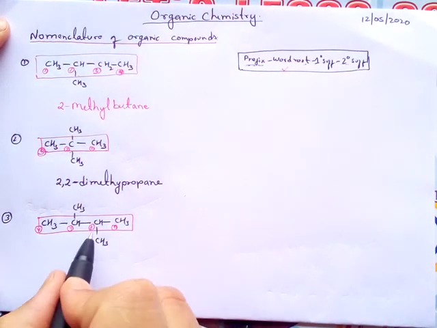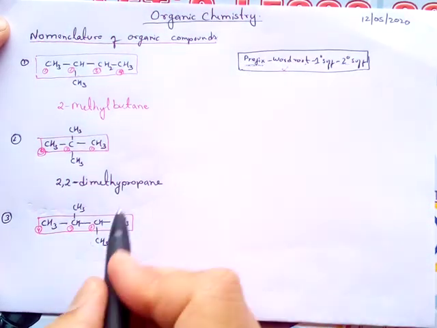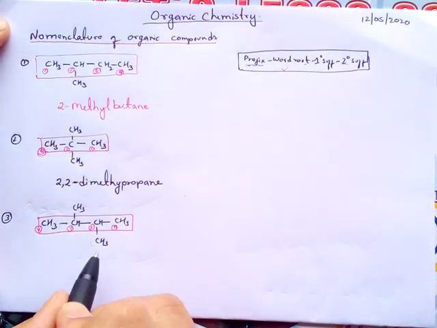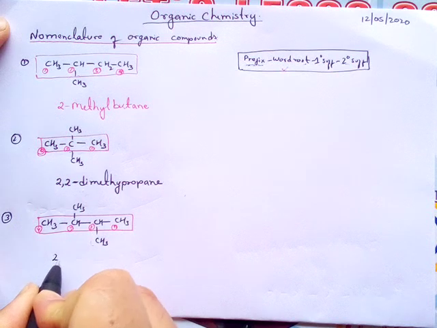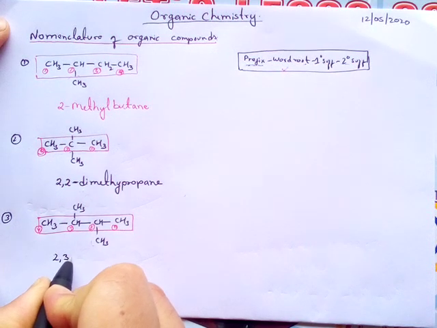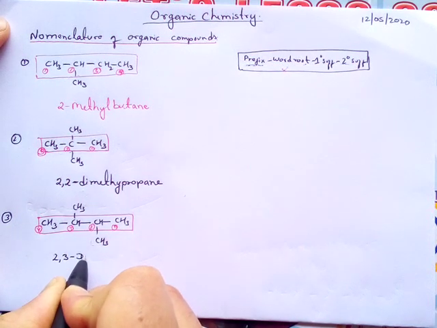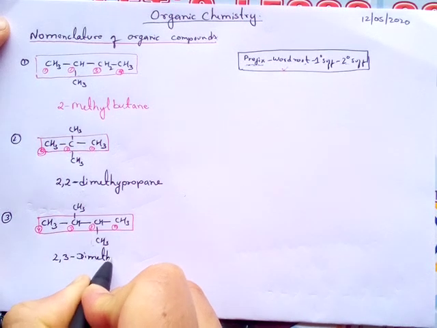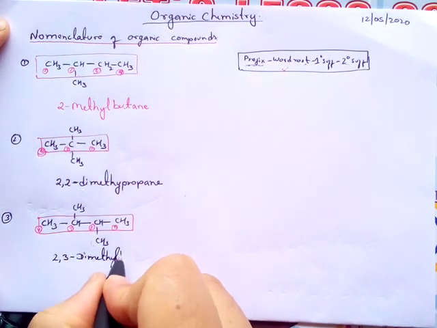So its name is, now you have to look for the prefix, means branch. One branch is at position 2, another branch is at position 3, and both are methyl. So you have to write 2,3-dimethylbutane.